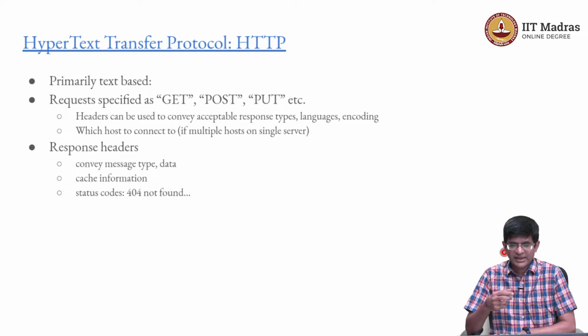The headers can also be used to convey a lot of extra information: what kind of languages you are willing to accept, what kind of encodings, what kind of response types you expect to see, and so on. Similarly, the response headers will also be in text and convey information about the message itself, also about whether this information can be cached and used later, and most importantly, status codes. We already saw the 200 OK, and like I said, the 404 not found. There are many other codes that are defined as part of the HTTP specification.